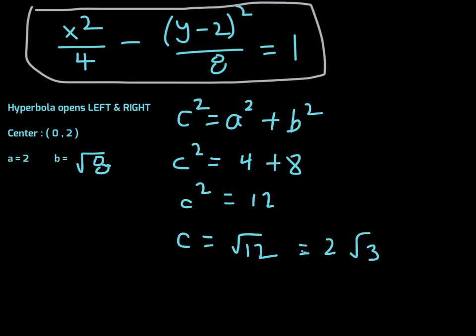Maybe I should show you how I simplified that. So the square root of 12 can be rewritten as the square root of 4 times the square root of 3. And the square root of 4 is just 2, and then the square root of 3 is irrational, okay? All right, so that's what c is, or you can just say c is the square root of 12.